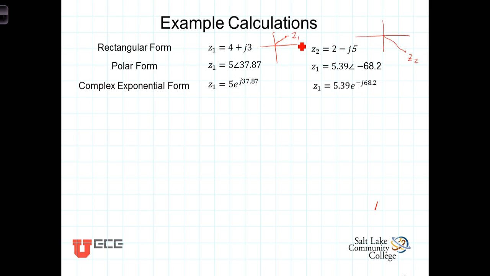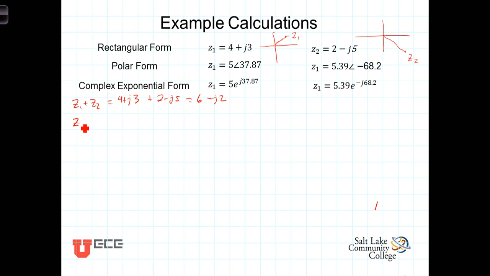All right, let's start this off by just adding z1 plus z2. Addition is most easily done in rectangular coordinates because in that you simply add the real parts and the imaginary parts. So z1 plus z2 would be 4 plus j3 plus z2, which is 2 minus j5. And when you do that, you get 4 plus 2 is 6, and j3 minus j5 is a minus j2. Pretty easy.